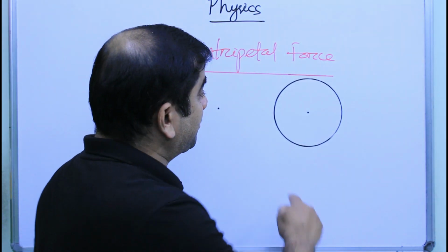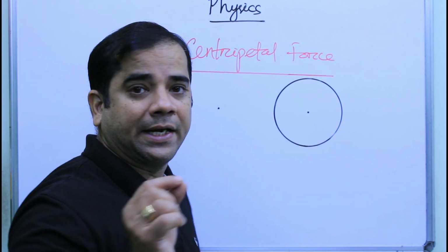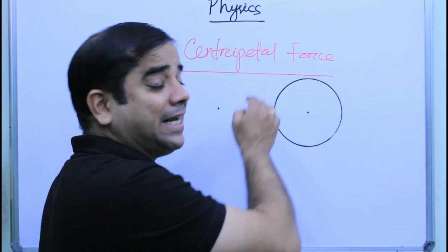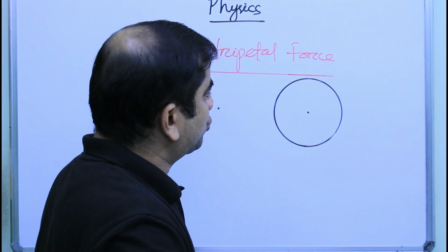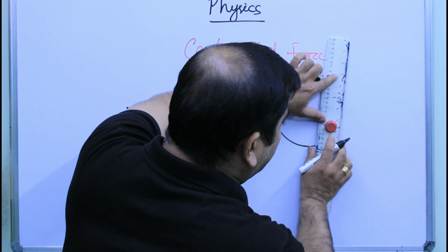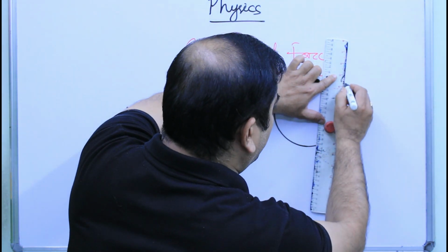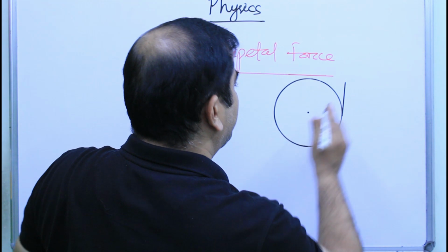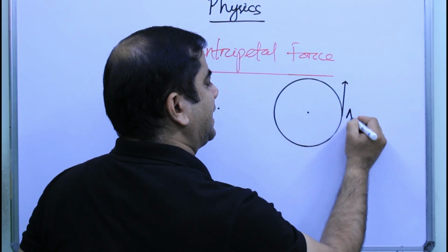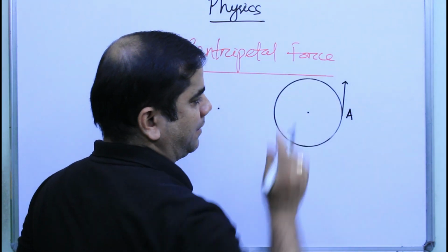So students, suppose this is the circular path in which a particle moves, and we have already discussed that it changes its direction at each point of the circle. So how does it change? Actually, at each point the motion is tangential. So it should go in this way. Suppose this is a particle A and it should go in that way.